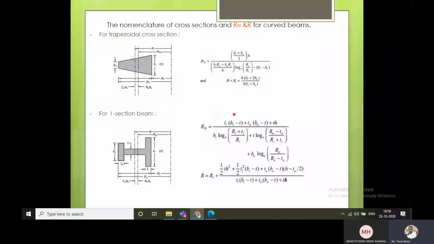A question will be asked in the exam, but anyhow you need to remember all these relations. Here also Rn, R. Here also Rn, R. This is also, here also Rn, R.